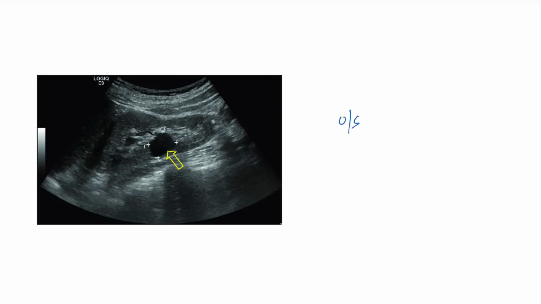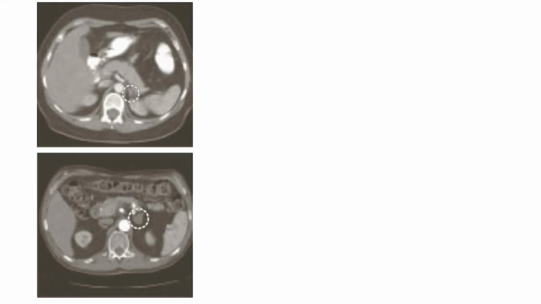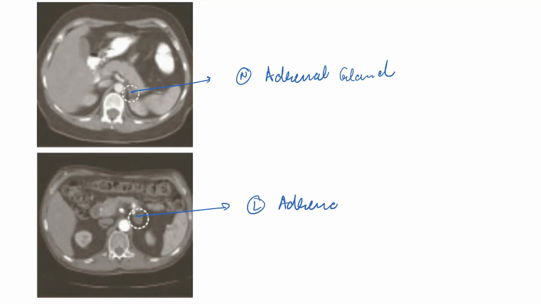This is again an ultrasound of renal cyst. This picture shows CT of simple renal cyst of left kidney. This is normal adrenal gland. This shows left adrenal nodule.